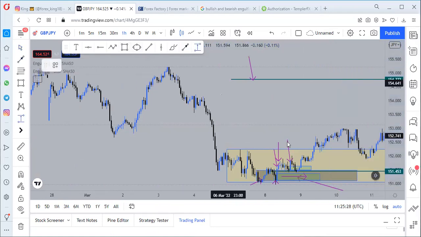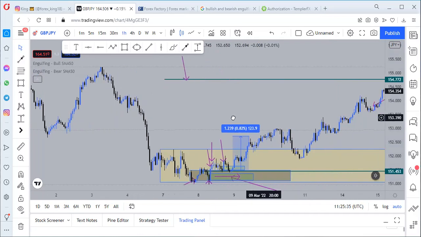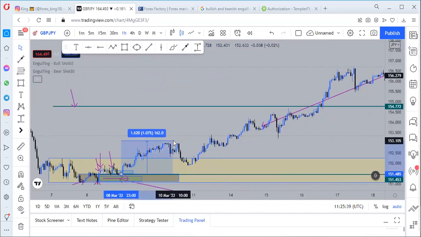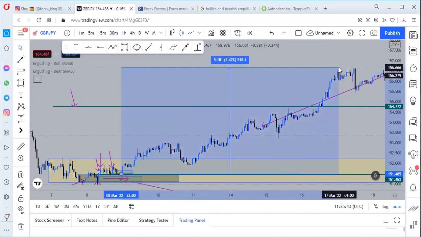Maybe you say you entered from here, then you moved away from there. That is 120 pips, okay? But now if you hold this one for so long, maybe until here, that's 160. If until there, okay, that is 500 pips. Even if it's 0.01, since it's GBP, this can be $200 US.